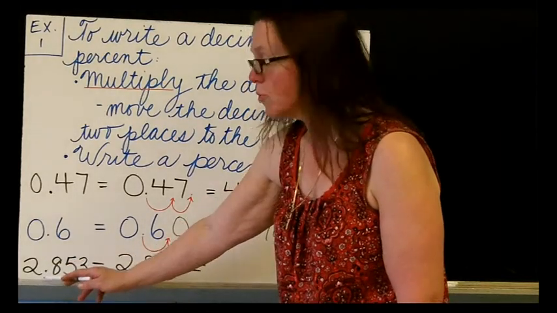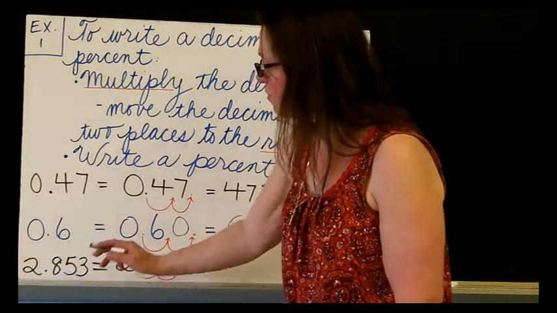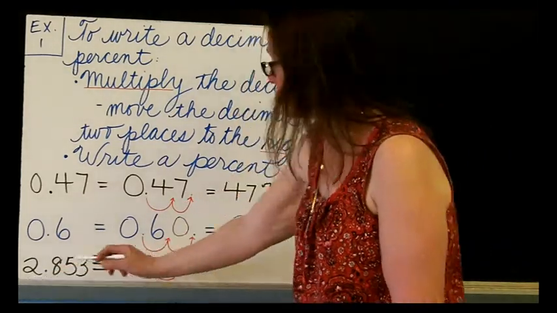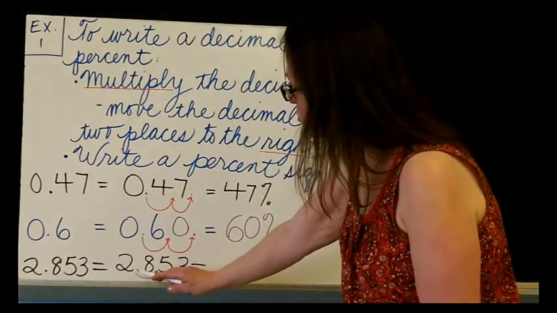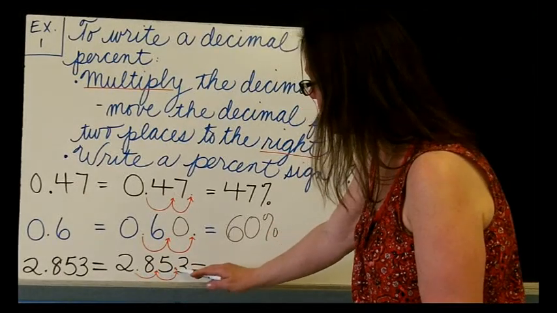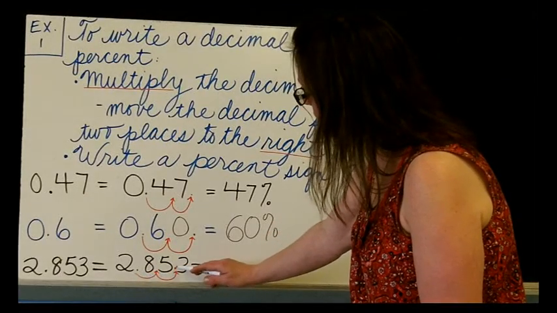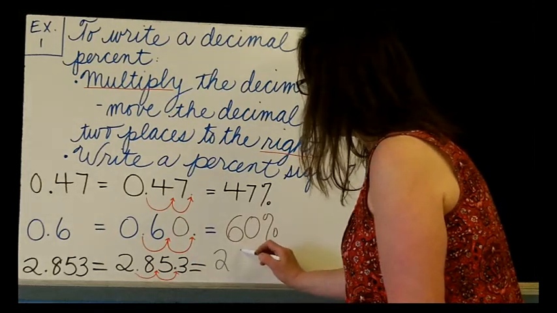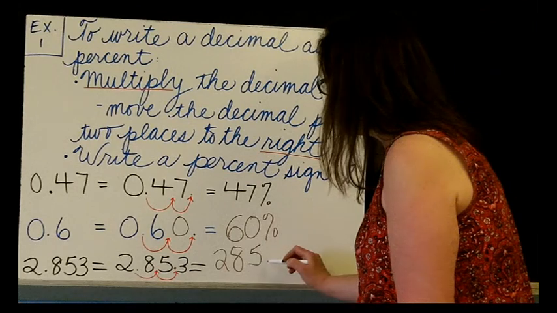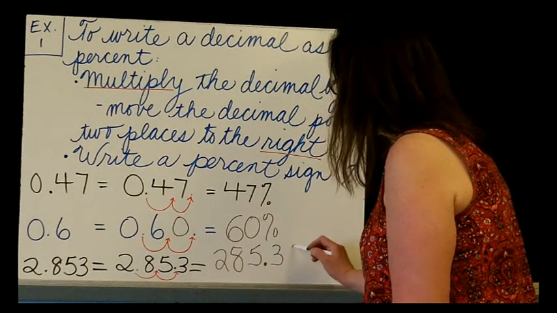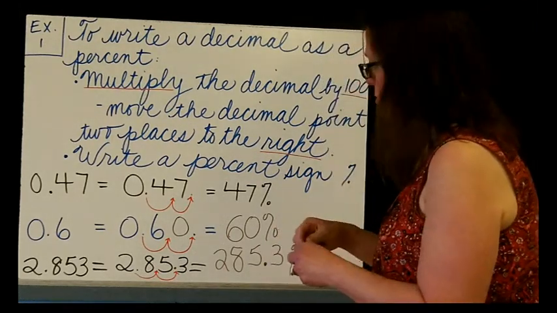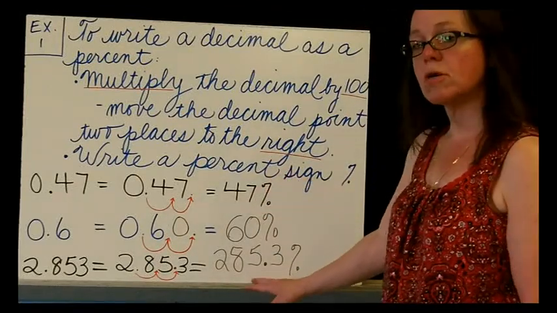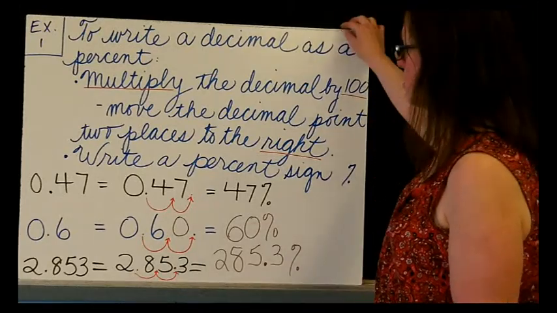And let's take a look over here. Here we have a mixed number. We have 2.853. That means more than twice as much. That's more than 200%. We take our decimal, we move it to the right 2 places, 1, 2. So now it is after the 5. So 2.853 means the same as 285.3%. So you see, we don't always end up with a whole number. Sometimes we will have a decimal as a percent.